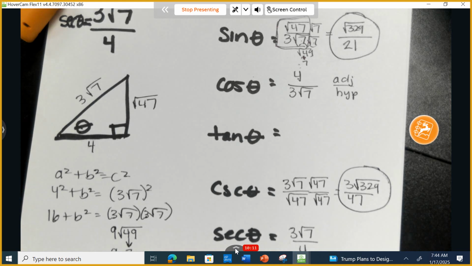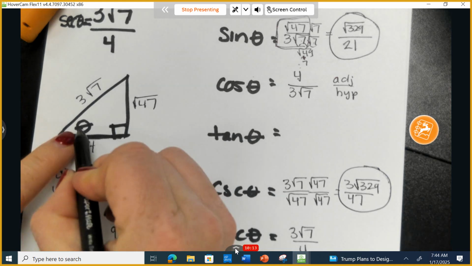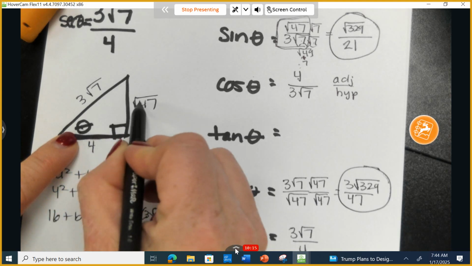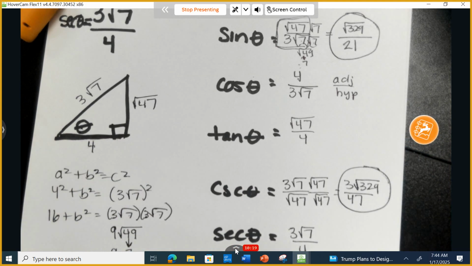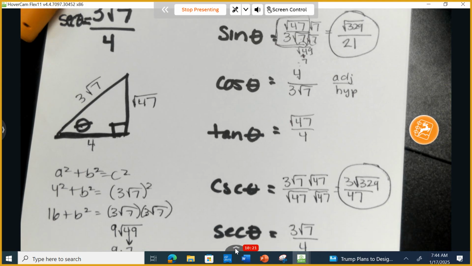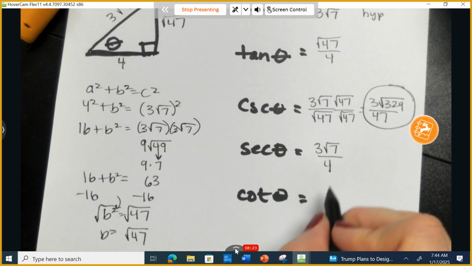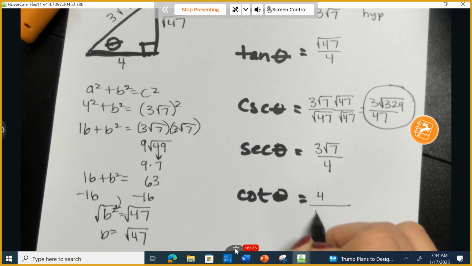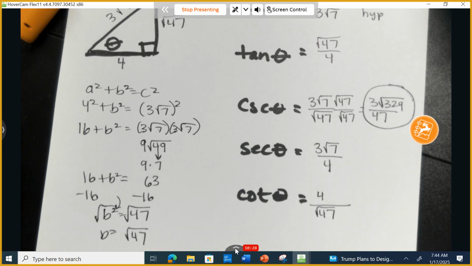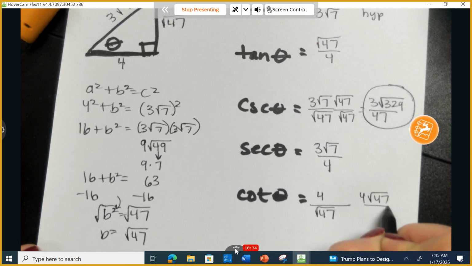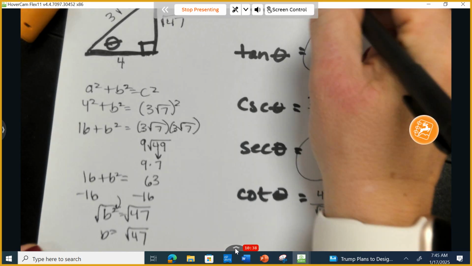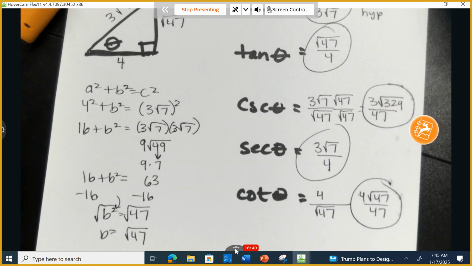simplify it. Let's go ahead and do tangent. Tangent is going to be opposite over adjacent. Opposite over adjacent. That's in correct form. There's no radical in the denominator. Let's jump down to cotangent, and we have 4 over the square root of 47. Again, here's the problem. We have a radical on the bottom. But there's a quick way of doing this. Remember, 4 square roots of 47 over 47. These two cannot be reduced, and I have it in final simplified form.